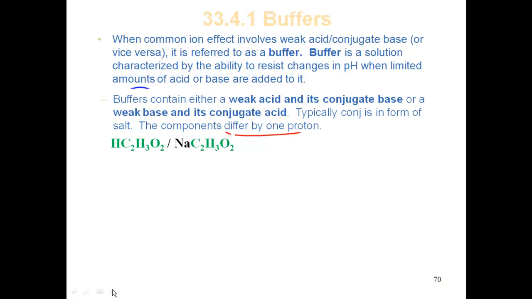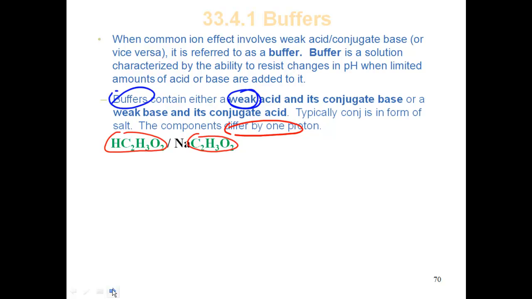Let's look at acetic acid and sodium acetate. Is that a buffer system? Well, I have a weak acid, and I have its conjugate base. That is a buffer.